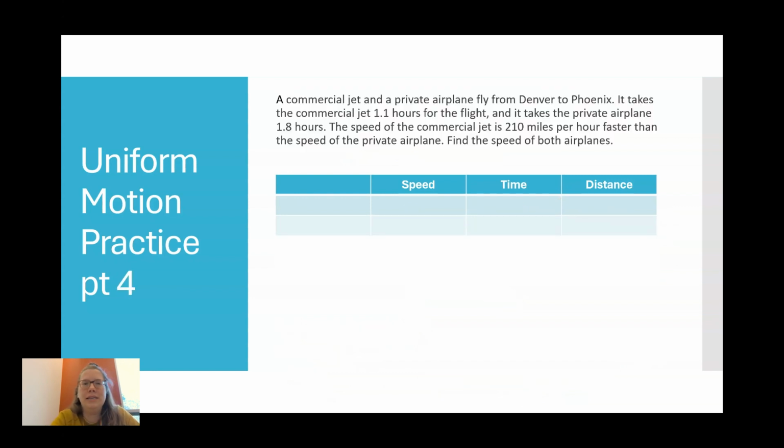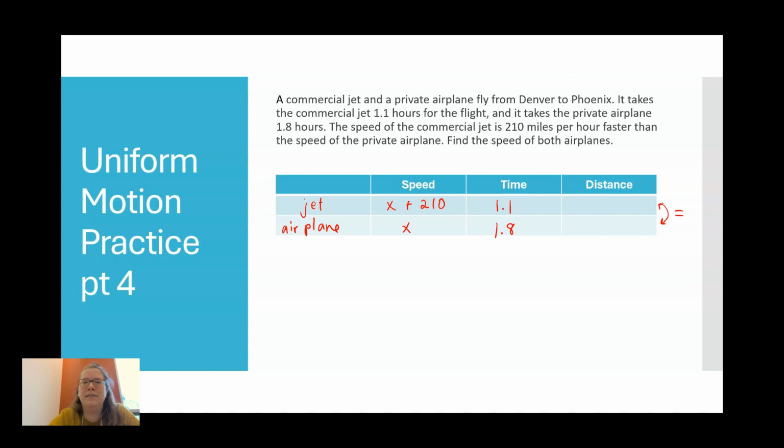A commercial jet and a private airplane both fly from Denver to Phoenix. Okay, that tells me these are equal. They're both flying the same distance. The commercial jet takes 1.1 hours and the private airplane takes 1.8 hours. The speed of the commercial jet is 210 miles per hour faster than the airplane. Find the speed of both airplanes. So in this one, I get to choose what I want to be my x. It doesn't entirely matter. So I'm going to just say, since I know the jet is plus 210, I'll put that like this. Have my airplane be x.